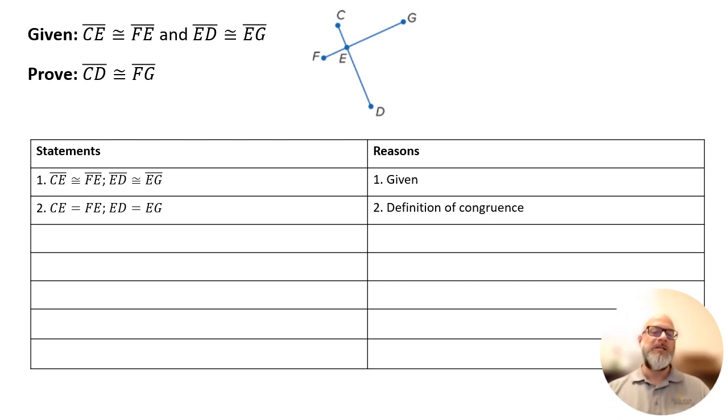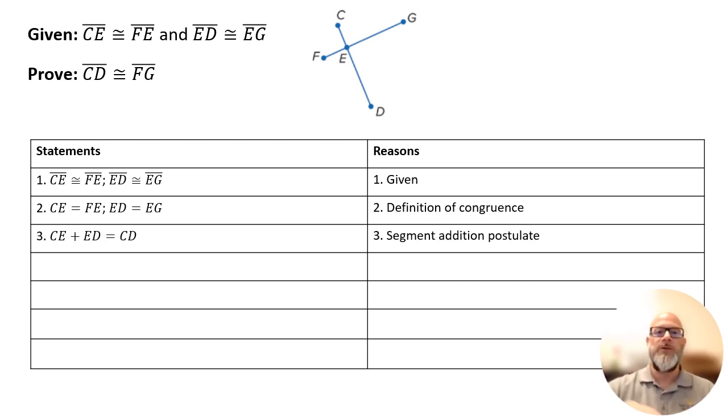Remember we talked about the segment addition postulate? AB plus BC equals what? AC. Small plus small equals big. That's the segment addition postulate. All right, we're going to use that here. How would you possibly use the segment addition postulate? CE plus ED equals what? CD. FE plus EG equals what? FG. That's the segment addition postulate.